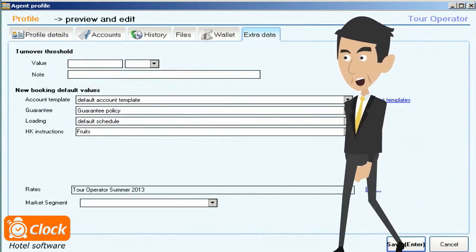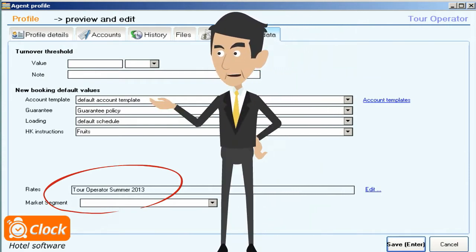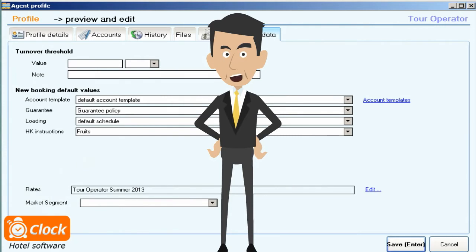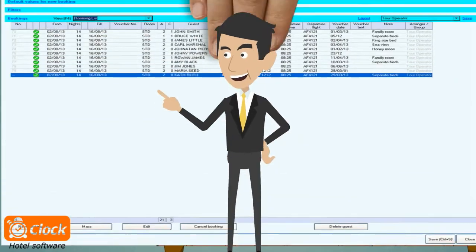Then, the rate is linked to the profile of the tour operator. Now we are certain that the system will calculate the price of all bookings of this operator using the conditions in its rate. There's no need for any checks or other routine operations. Entering the rooming lists is one of the operations performed most often, since all the parameters set in the contract are already in the system.